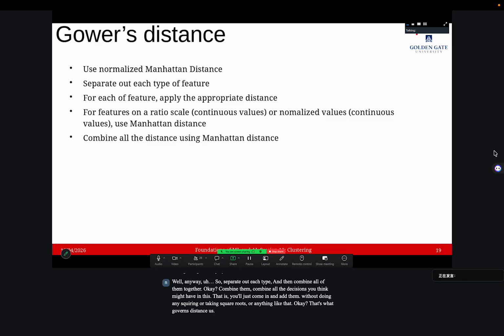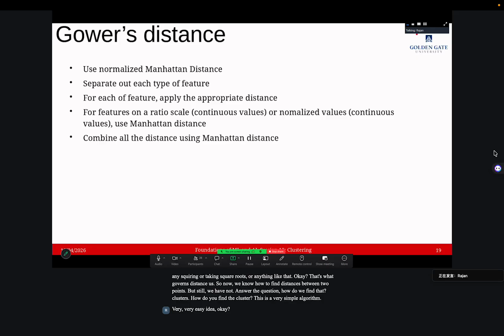Okay, so now we know how to find distances between 2 points, but still we have not answered the question: how do we find the clusters? How do we find the clusters? This is a very simple algorithm, very, very easy idea.